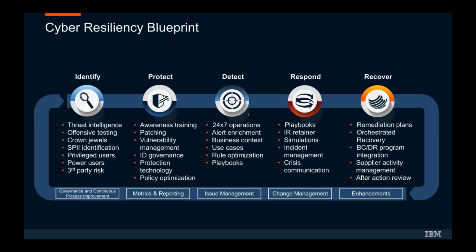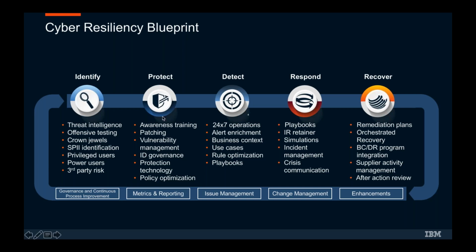So taking that chart of the life cycle and turning it to look at how we can use that to think about what kinds of systems we can deploy. If we go back to identify, it's things like threat intelligence, offense testing, identifying what the crown jewels for our organization are, what we need to protect, what the protected data is that we need to be protecting, who our privileged users are, so where the risk is, and who our power users are, as well as that third-party risk.